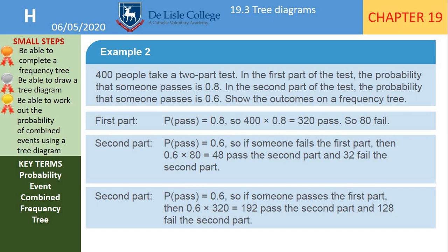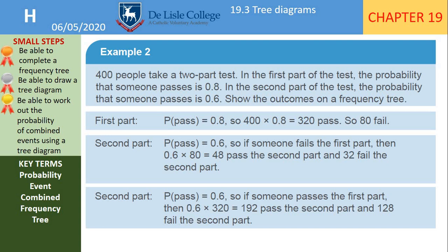Let's have a look at a more complicated setup of one. So example 2: 400 people take a 2-part test. In the first part of the test, the probability that someone passes is 0.8. In the second part of the test, the probability that someone passes is 0.6. Show the outcomes on a frequency tree. So it doesn't talk about a probability tree, it talks about a frequency tree.